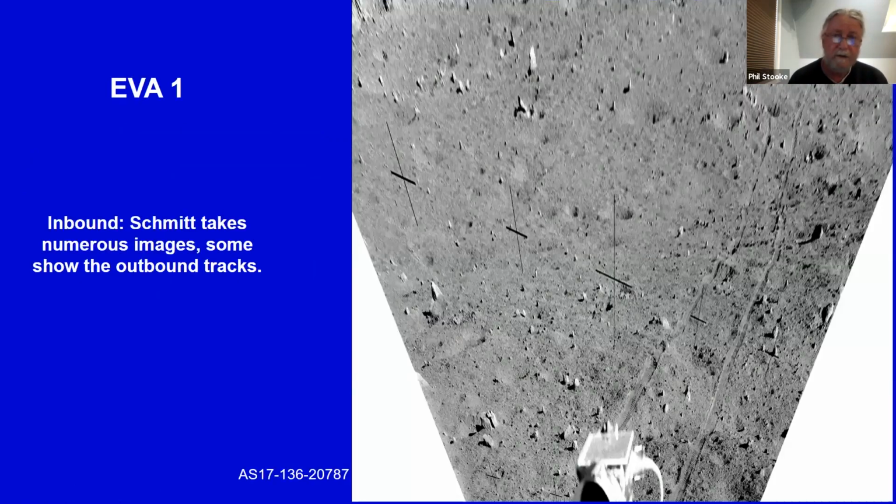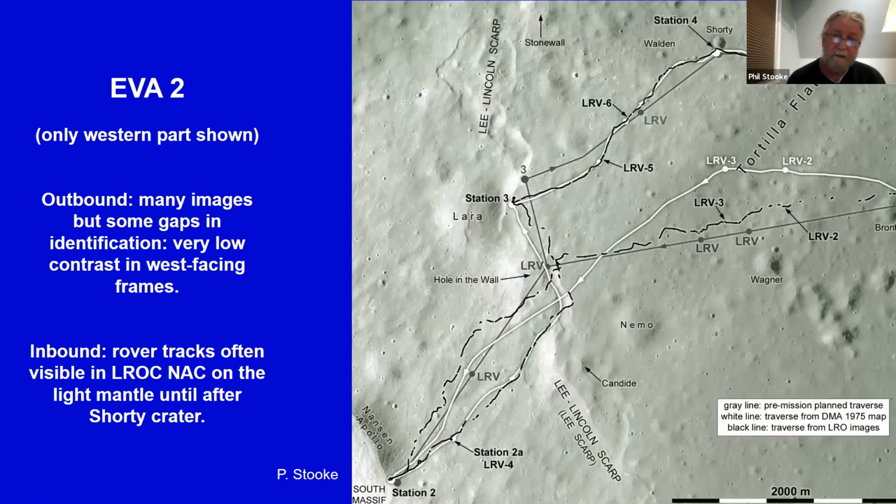This is one of the inbound images, the northbound image showing the southbound tracks. So you get several in a row that show those tracks, and you can map part of the outbound, southbound path that way. Okay, so now next slide, please. Move on to EVA2. I'm only showing the western part of it.